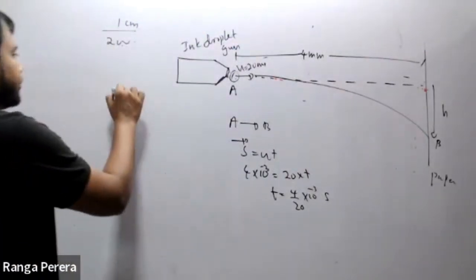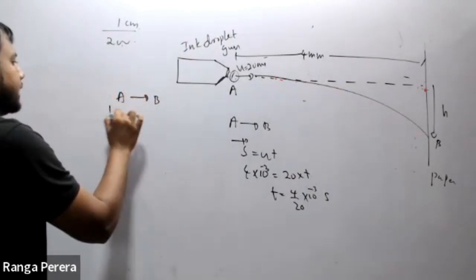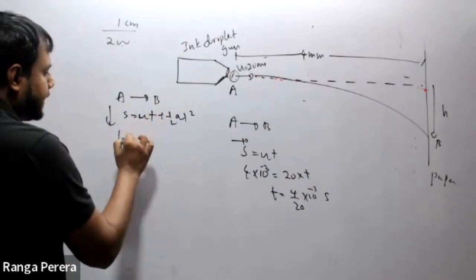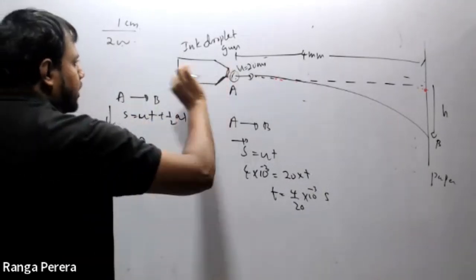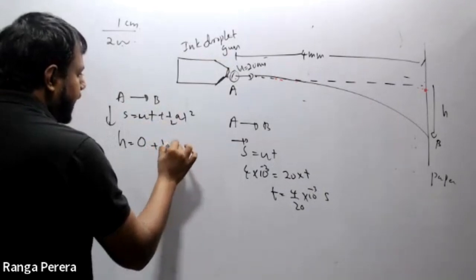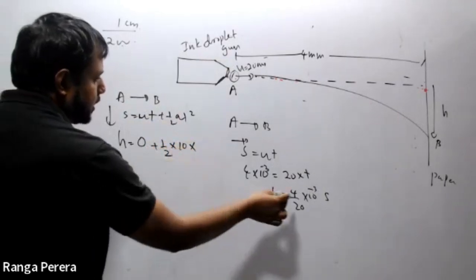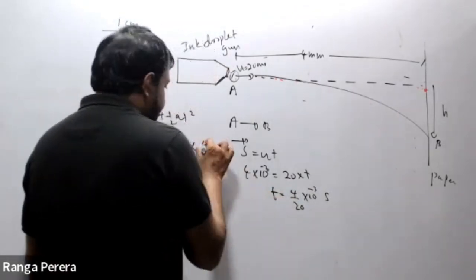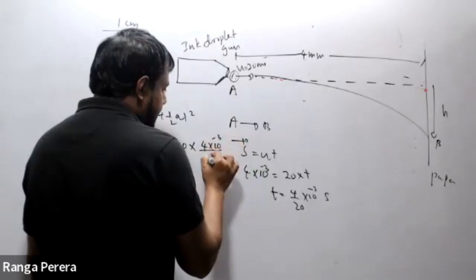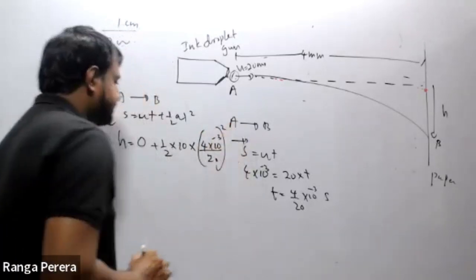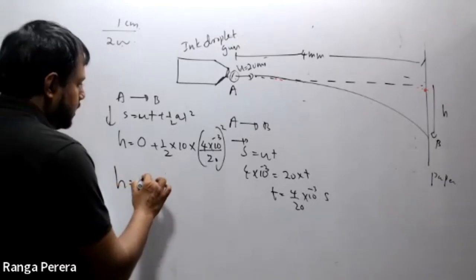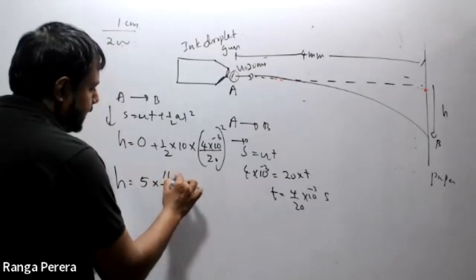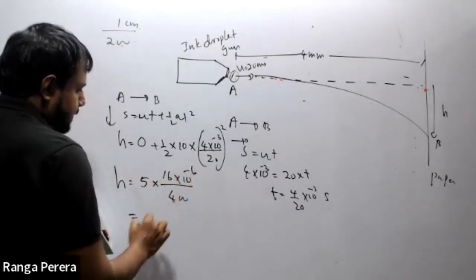Now we can apply from A to B in the downward direction. S equal UT plus half a t squared. S is h. Initial velocity is 0 because horizontally you project it. Half, acceleration 10, t squared. We can simplify further. T squared is 4 times 10 to the power minus 3 divided by 20, squared. H equals 5 times 16 times 10 to the power minus 6.